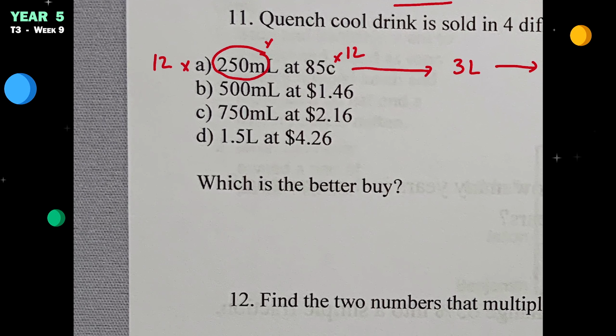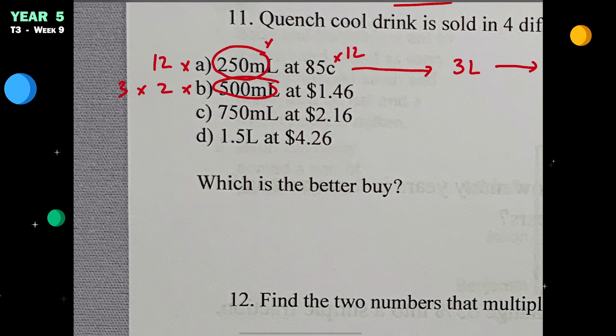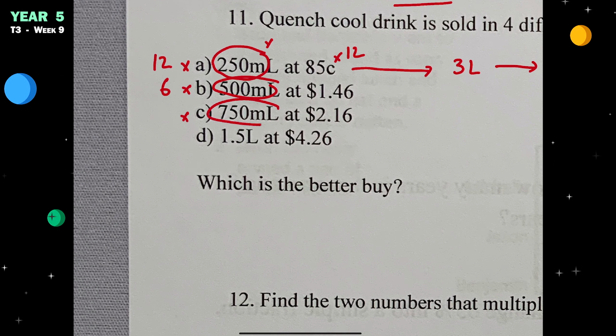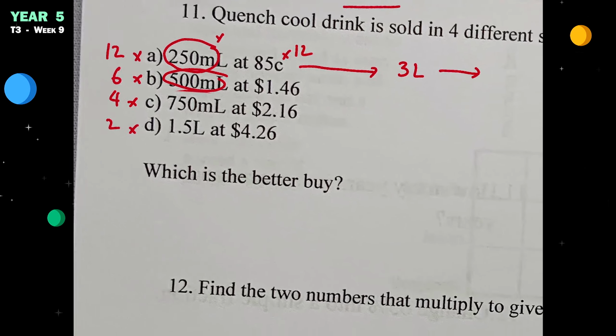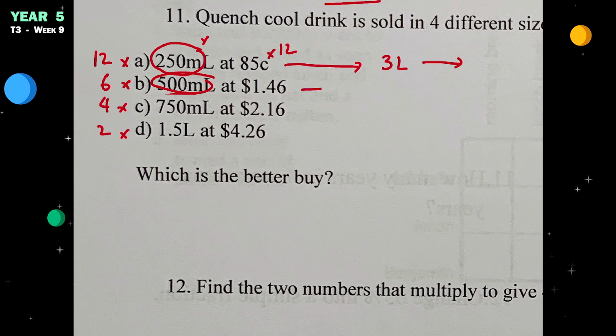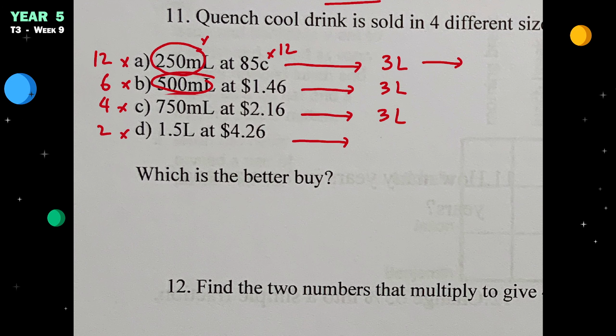Okay. Next one, you got to times this one. If you times it by 2, you get 1 liter, and then you times it by 3. That means you times it by 6 altogether. This one, if you times it by 2, you get 1.5 liters. Times it by 2 again, you get 3 liters. That means you times this one by 4. And this one you double it, and you get 3 liters. All right. So this is all going to be 3 liters because we multiply each by the correct amount. Turn it all into 3 liters.